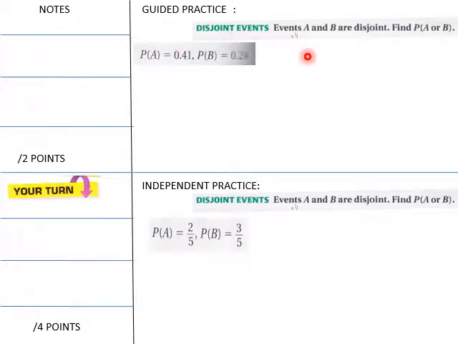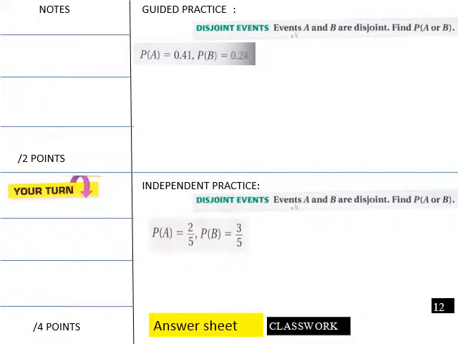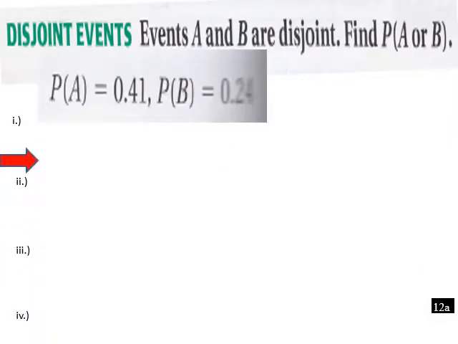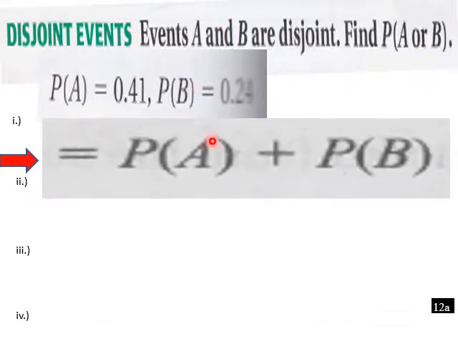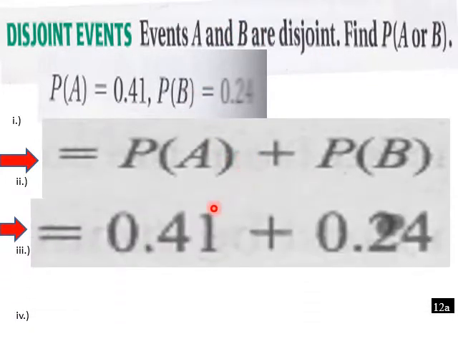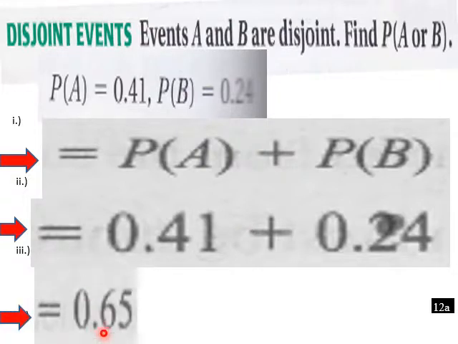Okay, I've got a practice here. They're disjoint. Find the probability of A or B from these numbers here. Same thing down here for you students. Pay attention. Okay, events A and B are disjoint. So we're going to find the probability of A or B. It would be 0.41 plus 0.24 in this situation here. A or B, and then it would be 0.65.